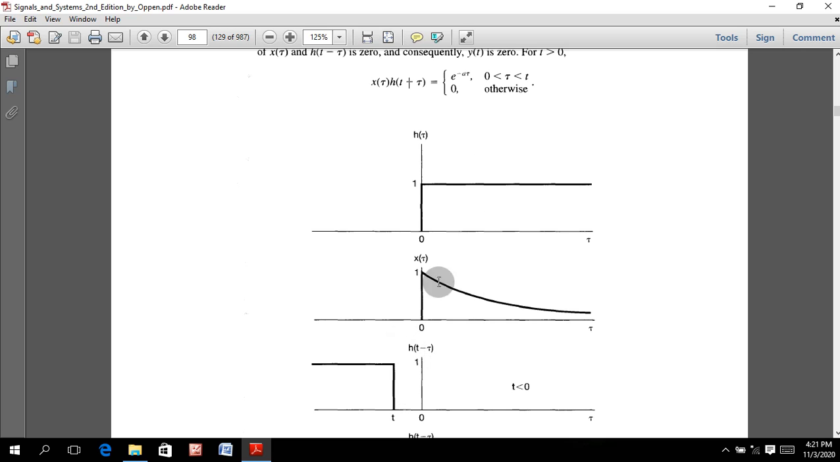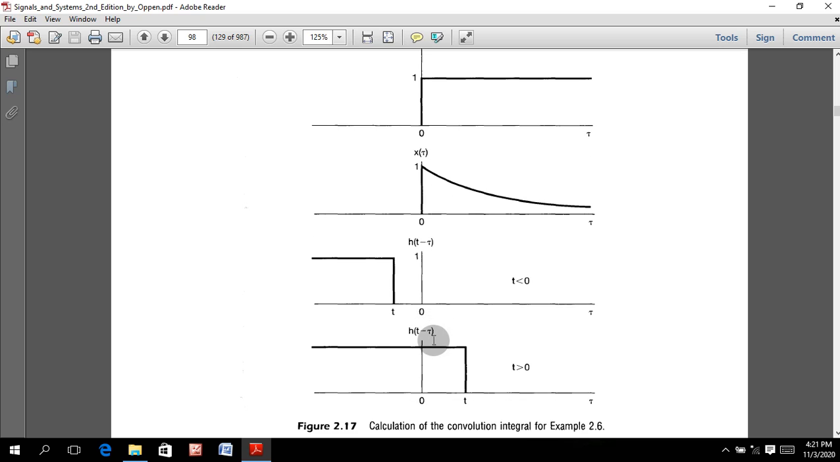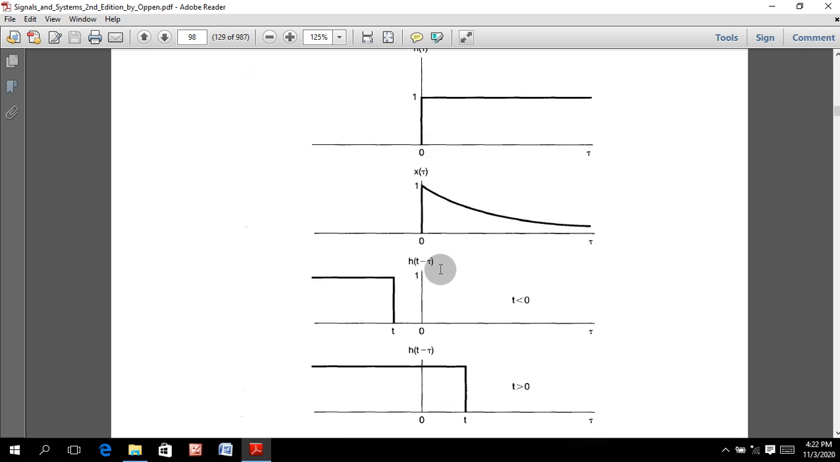Okay, so this is the reverse value, for t less than 0, right? That's what I'm saying: when t has a negative value, it will be advanced, and when t has a positive value, it will be delayed, because we have taken a mirror image of h tau. So these are the h(t minus tau) for t greater than 0 and t less than 0.